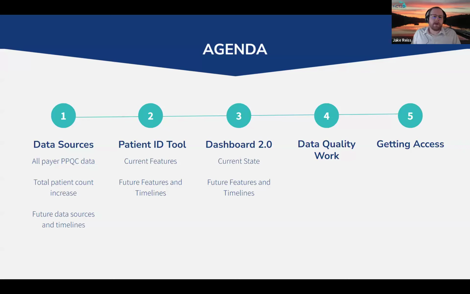So our agenda for today, we're going to start out talking a little bit about the data sources that are both integrated into the dashboard as it stands currently, as well as some of the data sources that we'll be working on implementing throughout 2025. We'll look at the patient identification tool, which is a combination of two features, what we call the patient list and the patient profile. We'll be talking about some of its current features, as well as some of the revisions that will be made to it over the next 2 years or so. We'll talk about what those revisions are and how they fit into the larger project of Dashboard 2.0.